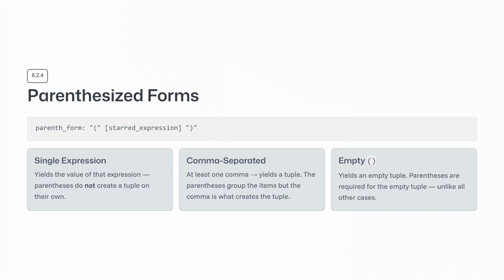Section 6.2.4, Parenthesized Forms. The grammar shows it's just an optional starred expression wrapped in parens. Three boxes cover the cases. Single expression in parens, just groups it for precedence, no tuple created. Comma separated, at least one comma yields a tuple. The parens group the items, but the comma is what creates the tuple. And empty parens, that gives you an empty tuple. This is the one special case where parens alone produce a tuple. Everything else requires a comma.